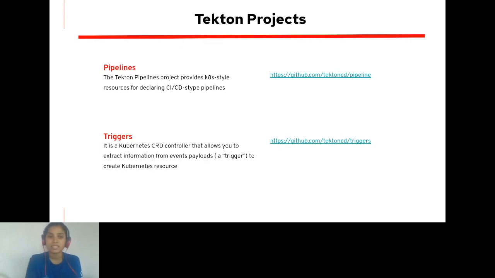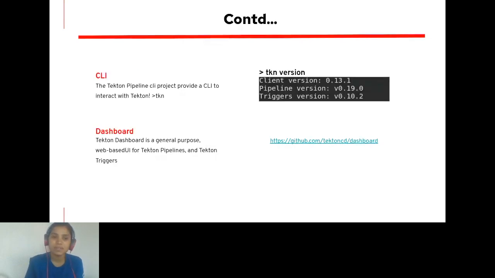Moving on, we have the CLI. It is a command line interface which helps us to interact with Tekton. Similarly, we have the Dashboard, which is a web-based UI. Like the CLI which interacts from the command line, the Dashboard helps us interact through the web with Tekton. It could be pipelines, triggers, or any of the components; we can interact via the Dashboard.